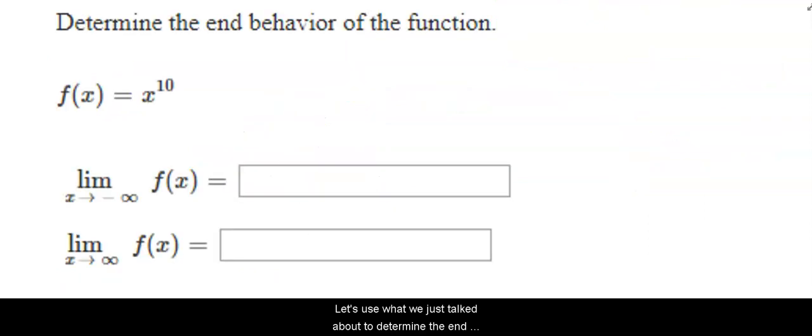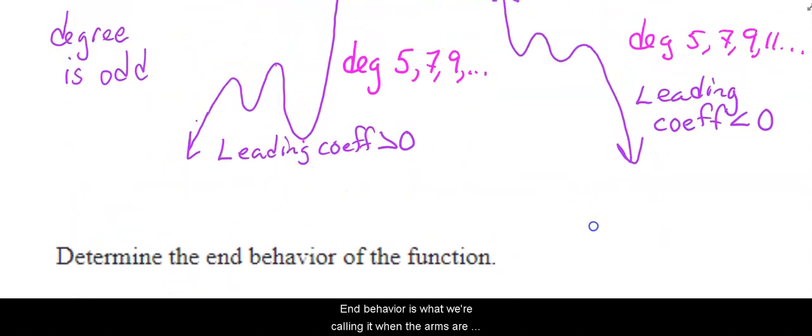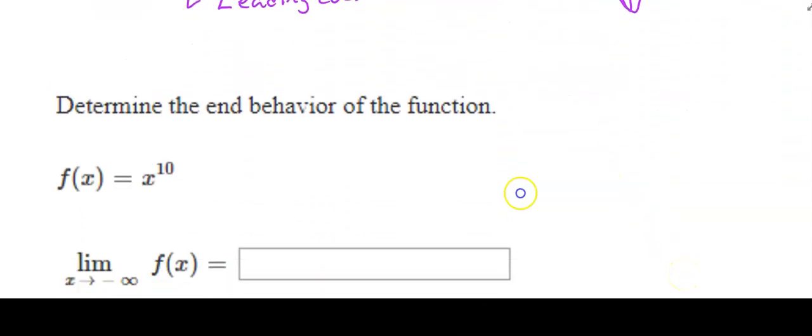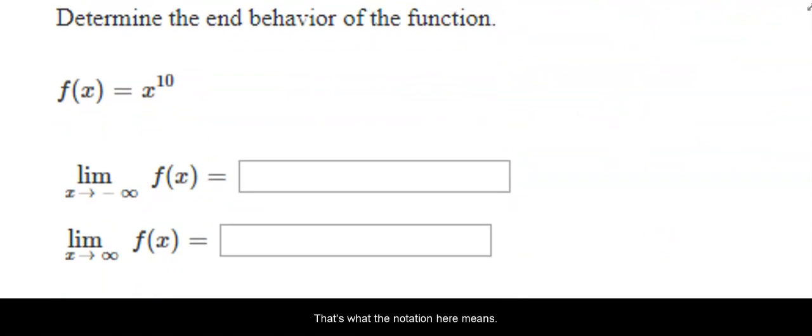Let's use what we just talked about to determine the end behavior of the function x to the 10th. End behavior is what we're calling it when the arms are reaching down forever or up forever. So as x moves to the right towards infinity, which way does the arm go? Does the arm go up to positive infinity forever or down to negative infinity forever? That's what the notation here means.